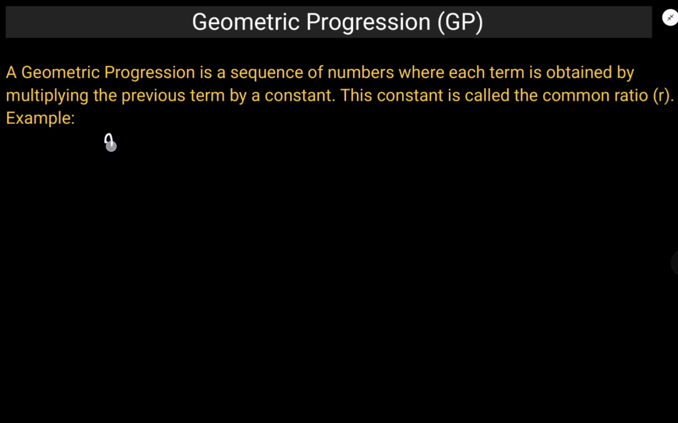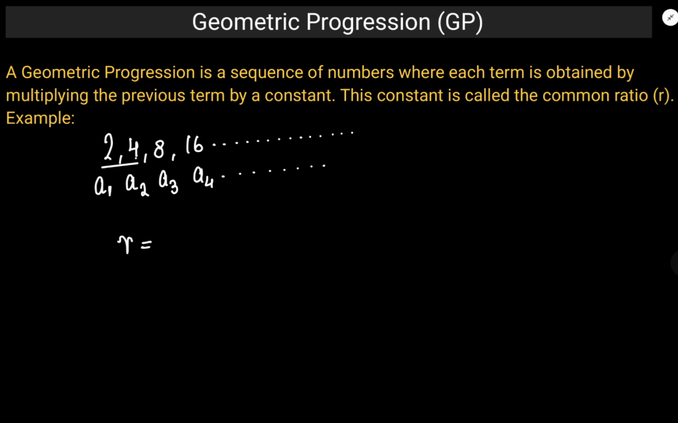If I write 2, 4, 8, 16 and so on, then I will say this is the first term A1, this is the second term A2, third term A3, A4, and so on. So what is the ratio of the first and second term? 4 divided by 2. Common ratio. R means ratio. You get the ratio when you divide the next term by the previous term. So 4 by 2 is equal to 2.